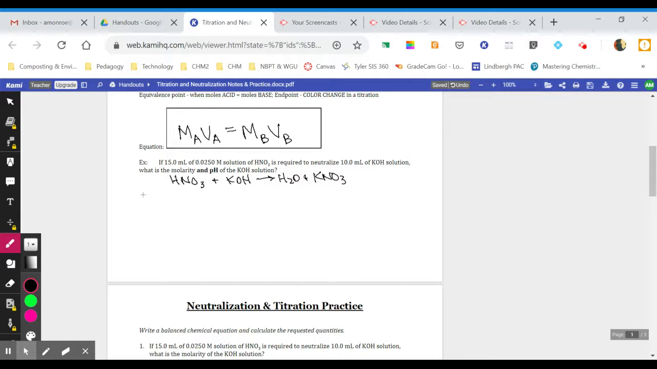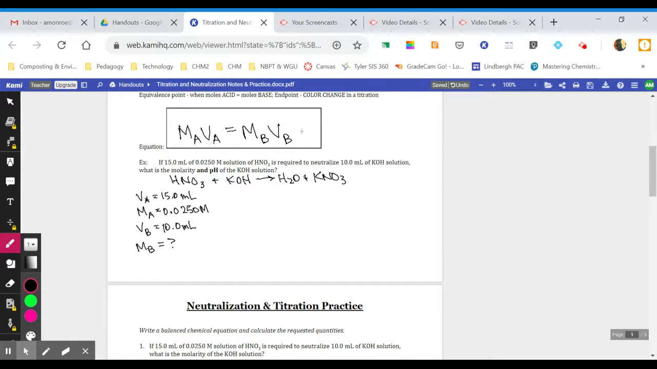And then we're going to make our list of variables over here. 15 milliliters of 0.025 molar solution of HNO3. Since this starts with H, we know that's our acid. So the 15 milliliters will be the volume of the acid. And the 0.025 will be the molarity of the acid. And then it neutralizes 10 milliliters of KOH. OH tells us that this is our base. So the volume of the base is going to be 10 milliliters. And of course, we're being asked to find the molarity of that.